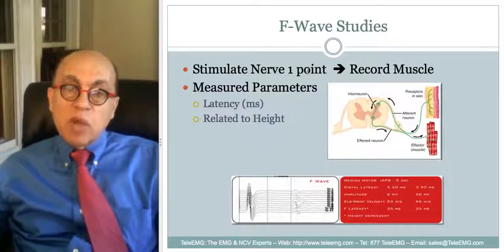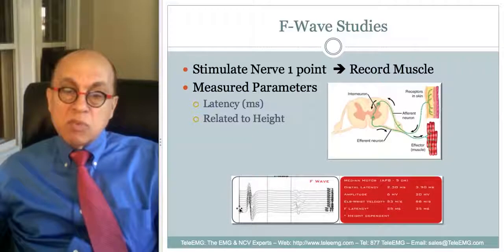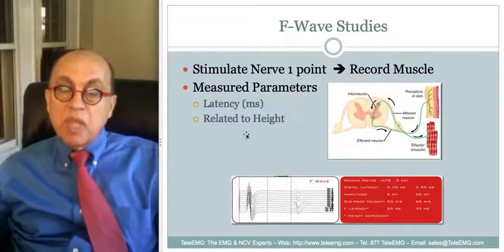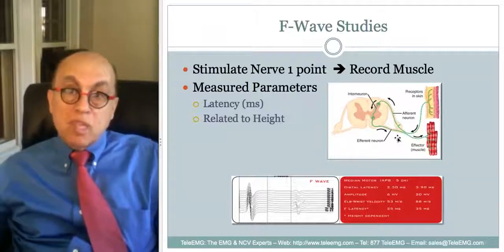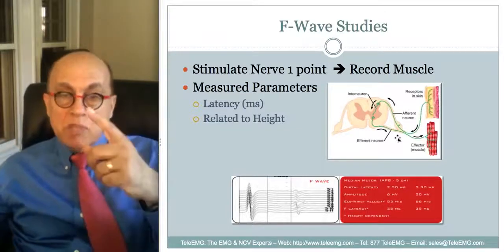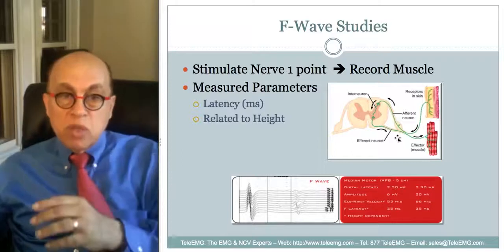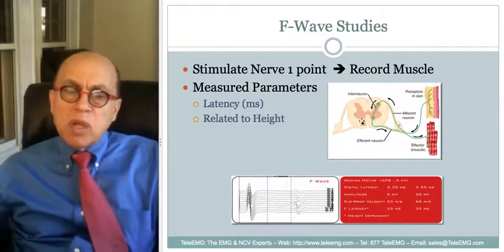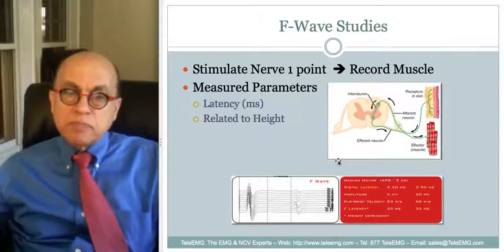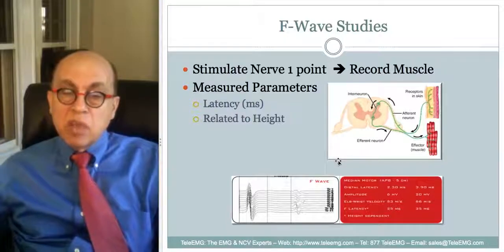And for the F wave, we stimulate the nerve at one point and we record from the muscle. We measure the latency, in other words, the distance from the stimulus artifact, shock artifact here, to here. And you guessed it, a tall individual is going to take much longer to go up and down the spine, whereas a shorter individual is going to take much less time to go up and down. So we always relate that to height. And that's the F wave.